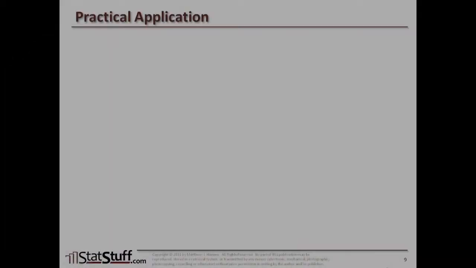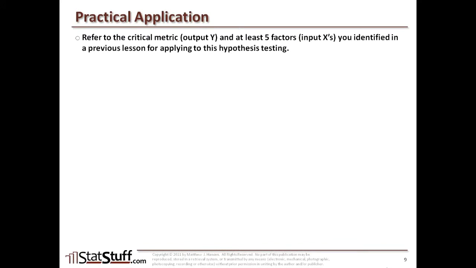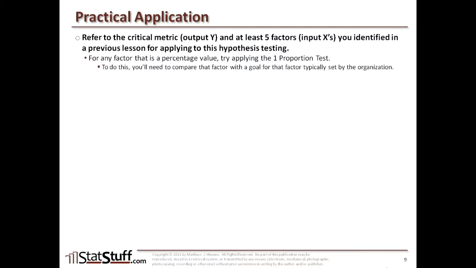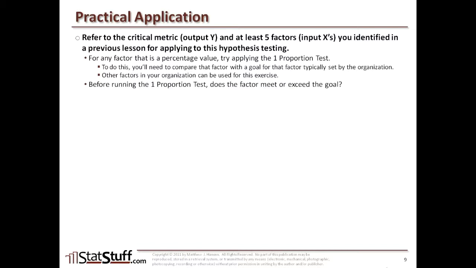All right, before we close this lesson, let's discuss how we can apply some of these concepts in a practical way. I'd like you to refer back to the critical metric, the output Y, and the 5 factors that we're using for all of this hypothesis testing. And for any factor that is a percentage value, try to apply the one proportion test that we reviewed in this lesson. Now to do this, you'll need to compare that factor with a goal for that particular factor that's typically set by your organization. Other factors in your organization can be used for this exercise as well, but let's see if we can at least use the ones you've previously identified for this hypothesis testing.